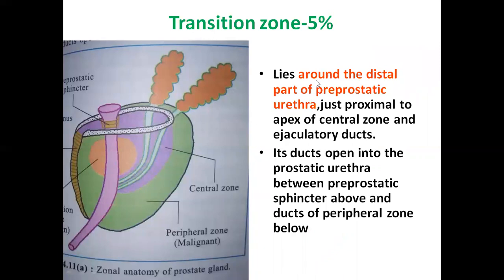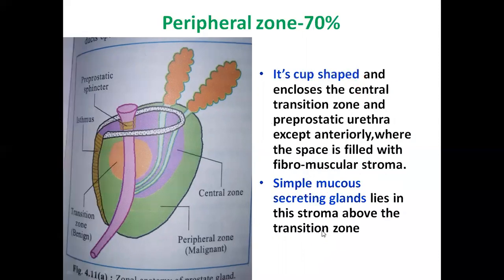So transition zone is surrounding the distal part of the pre-prostatic urethra, just proximal to the apex of the central zone and ejaculatory ducts. Its ducts open into prostatic urethra between the pre-prostatic sphincter above and ducts of peripheral zone below. Now the peripheral zone, it's cup-shaped and it encloses the central transition zone and the pre-prostatic urethra, except anteriorly where the space is filled with fibromuscular stroma. Simple mucus-secreting glands are found in the peripheral zone. That's the reason it is more prone for malignant type of cancers.